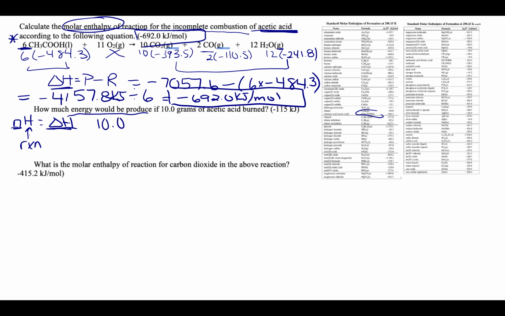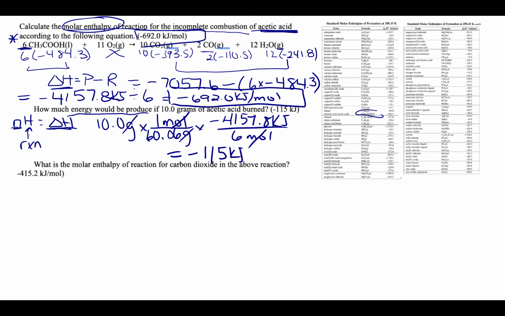So I'm going to start with that 10.0 grams and multiply it by the molar mass of acetic acid, which I did calculate already, is 60.06. And then you want to multiply this by your molar enthalpy. So acetic acid's reaction was negative 4,157.8 kilojoules, and we knew there were 6 moles reacting. So notice how your units cancel, grams cancel, moles cancel, and when you plug this into your calculator, you'll be left with the energy released, which is going to be negative 115 kilojoules, and in this one, keeping 3 sig digs because your grams had 3.